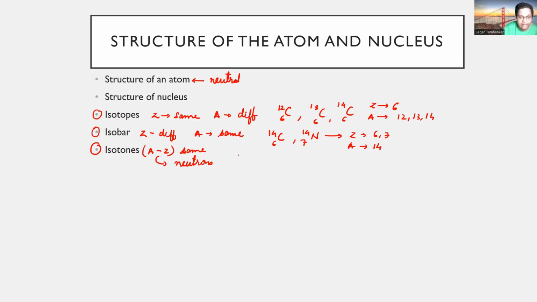For isotones, the example is sodium and magnesium. Okay, so in this, you have 23 minus 11, that is 12. And over here also 24 minus 12, that is 12. So that is isotones. Any questions?